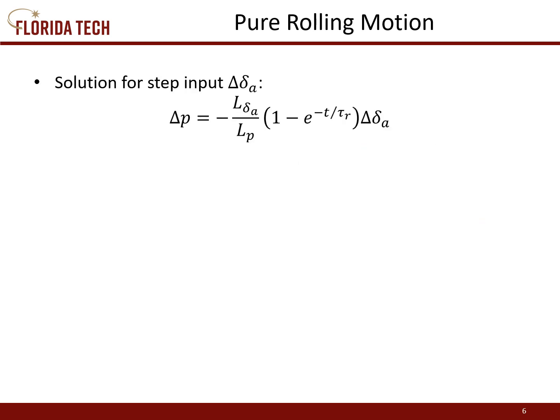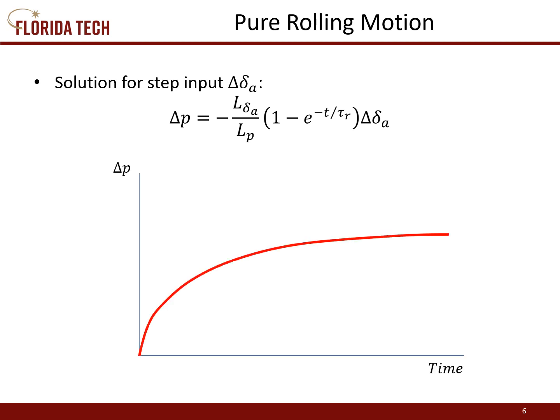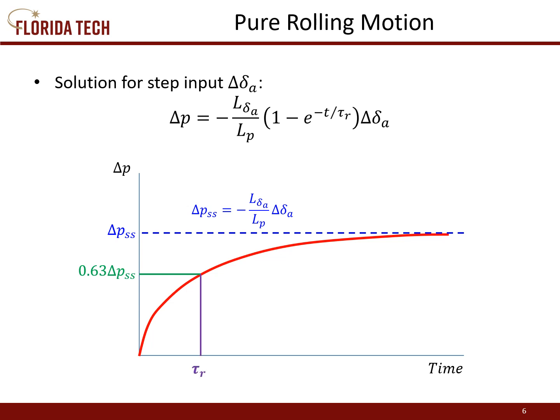Here's the time-based solution for a step input in aileron. And this is what it looks like on a graph. So we see that the roll rate will grow over time, but eventually it will level off, and that level off point is going to be our steady state roll rate value. So it'll asymptotically approach that. What we can do once we have a plot like this is, once we know the steady state value of roll rate, and there's an equation for that based on the equation above, we can multiply it by 0.63, and that by definition gives us our time constant.